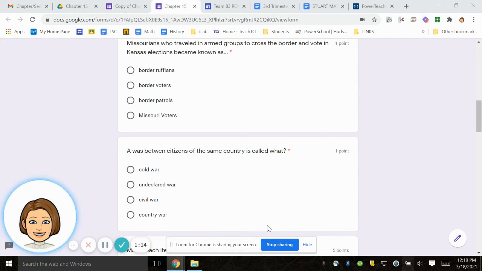Number 4. Missourians who traveled in armed groups to cross the border and vote in Kansas elections became known as border ruffians, border voters, border patrols, Missouri voters.